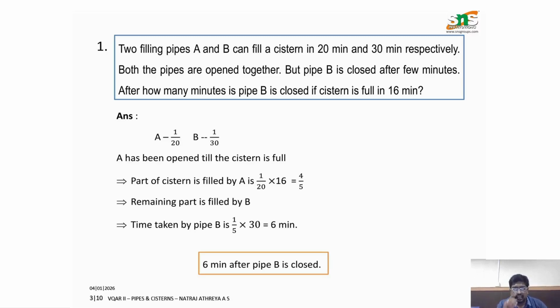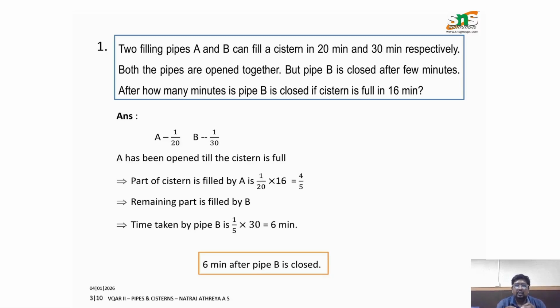Okay, I'll explain the question. Pipe A takes 20 minutes, so we write A equal to 1 by 20 of the cistern. The 1 by 20th part of the cistern is filled by pipe A. And pipe B takes 30 minutes, so B fills 1 by 30th of the cistern in 1 hour.